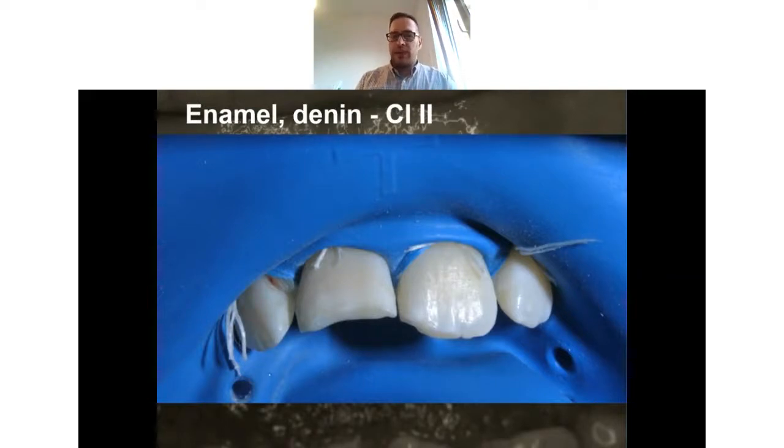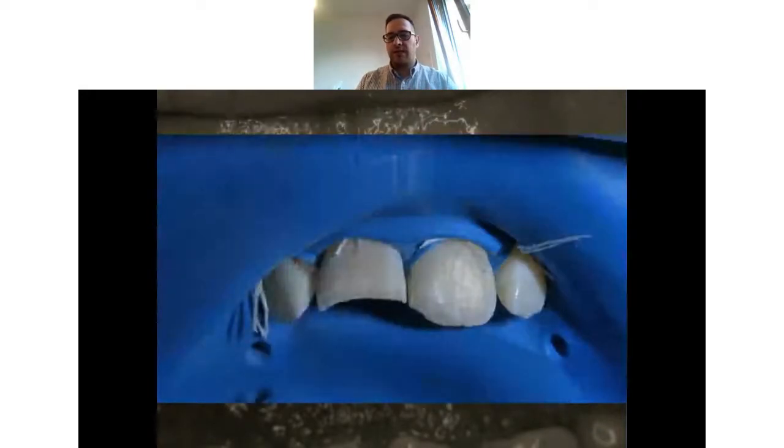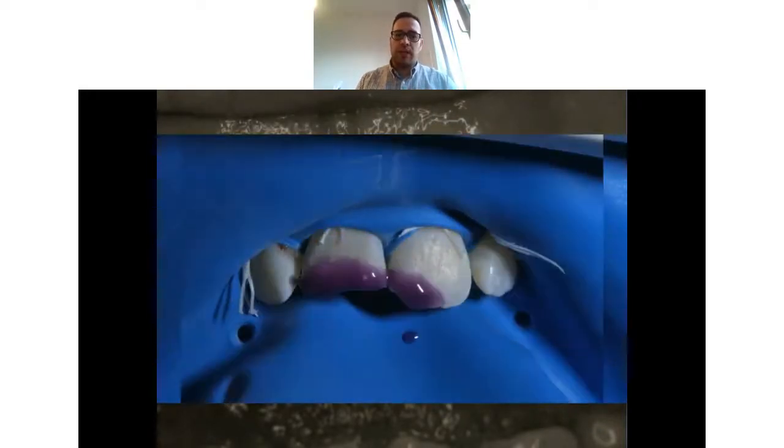Here you can see that both teeth were broken. The material that was used in this case is Harmonize. It's Kerr's latest composite resin, and I have to say it's really nice. It gives a real glossy effect and everything else.